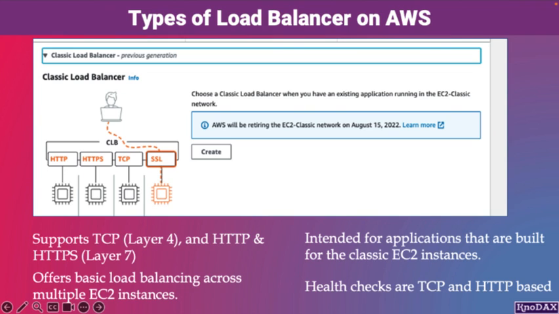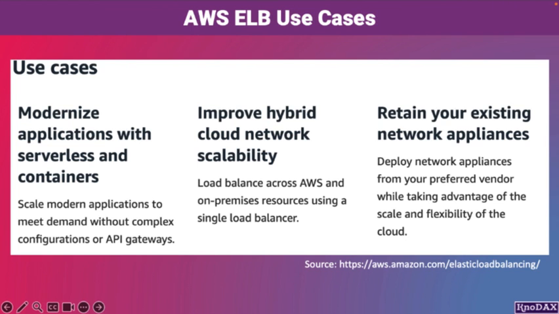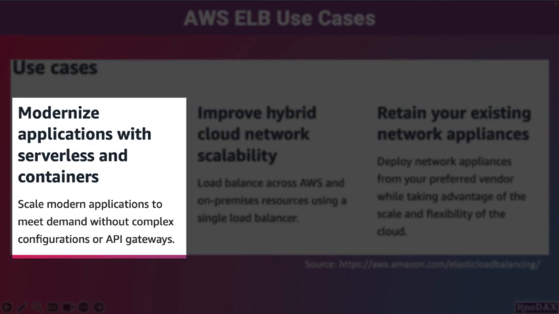Let's look into use cases of AWS Elastic Load Balancer. You can use ELB to modernize applications with serverless and containers. Because Elastic Load Balancer can distribute incoming traffic across multiple targets in one or more availability zones, on EC2 instances, containers, and IP addresses, you can scale modern applications to meet demand without complex configurations, or API gateways.